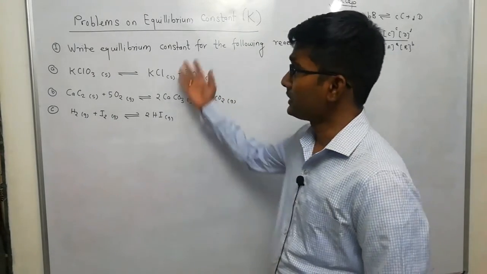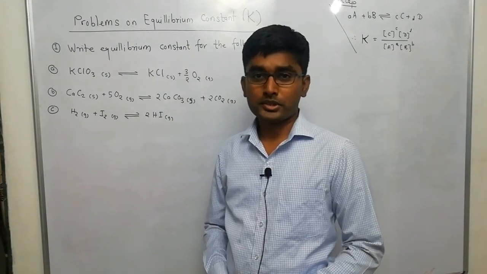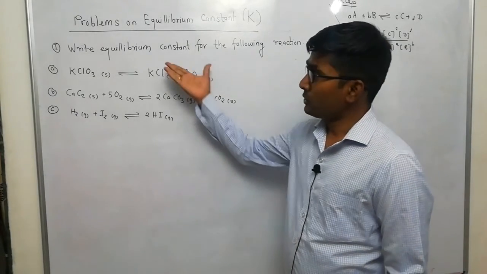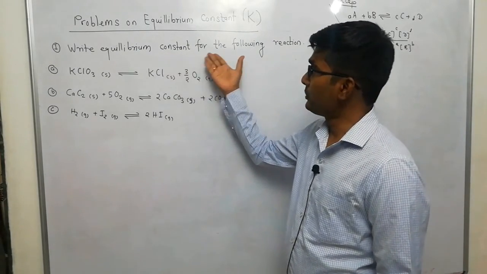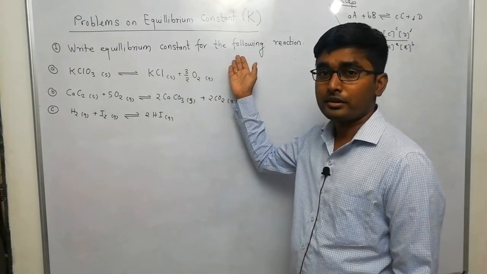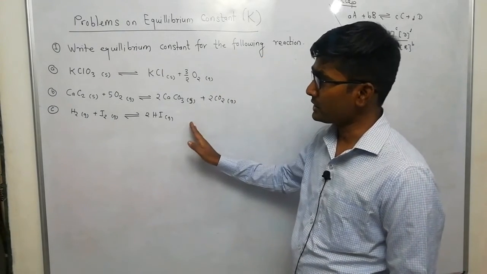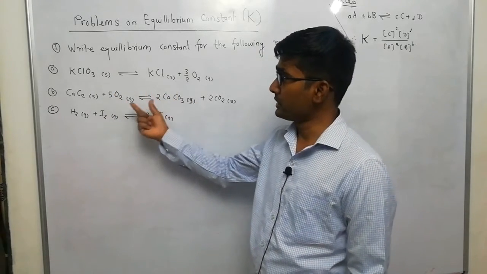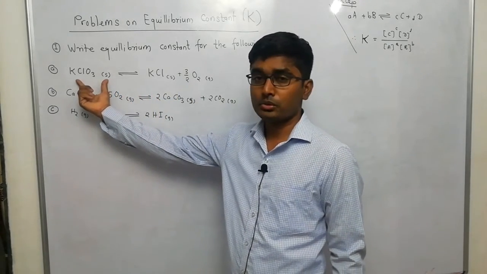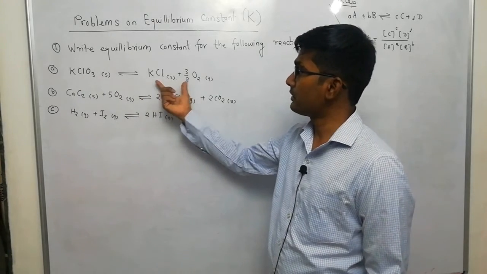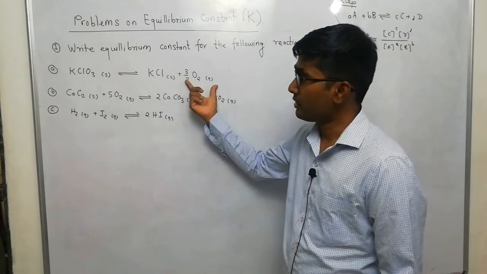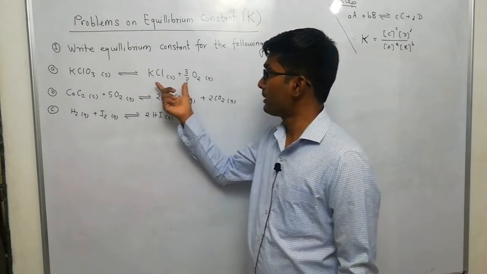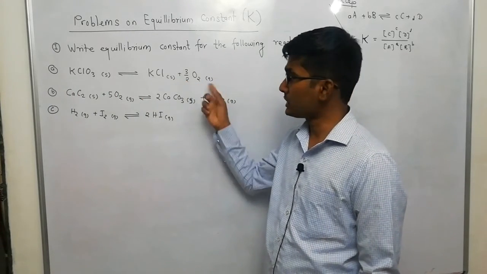Today we are going to discuss the problems on the equilibrium constant. So the first problem is: write the equilibrium constant for the following reactions. There are three reactions and we will write the equilibrium constant for each. The first reaction is the decomposition of KClO3 into KCl, potassium chloride, and oxygen gas is evolved.